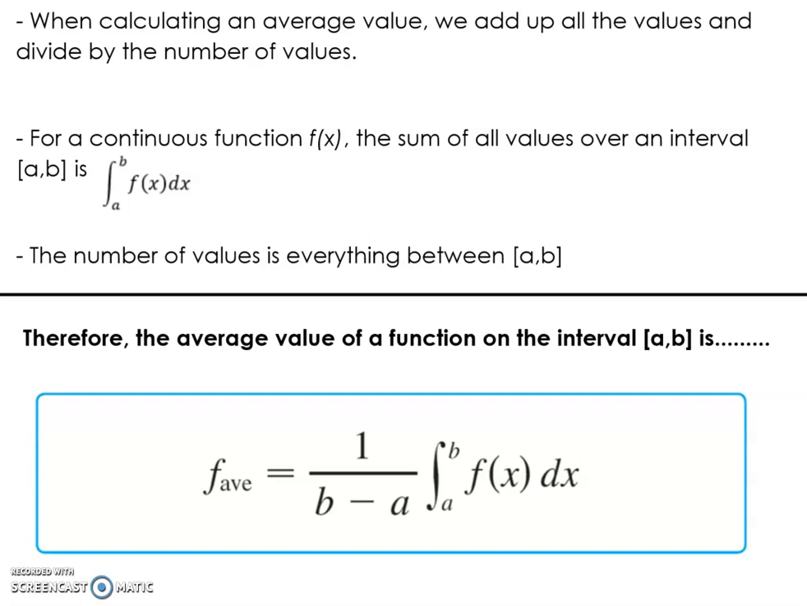If we want to find the average value of a function on an interval, we're going to have 1 over b minus a times the integral from a to b of f of x dx. So basically what we're doing here is just finding the average. We're taking the integral, which is the sum of all the values between the endpoints, and then we're dividing by the difference of those endpoints.